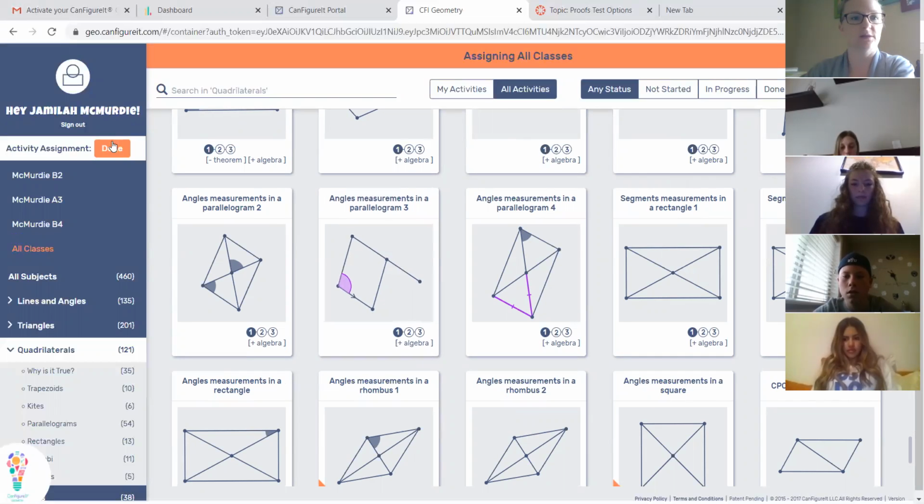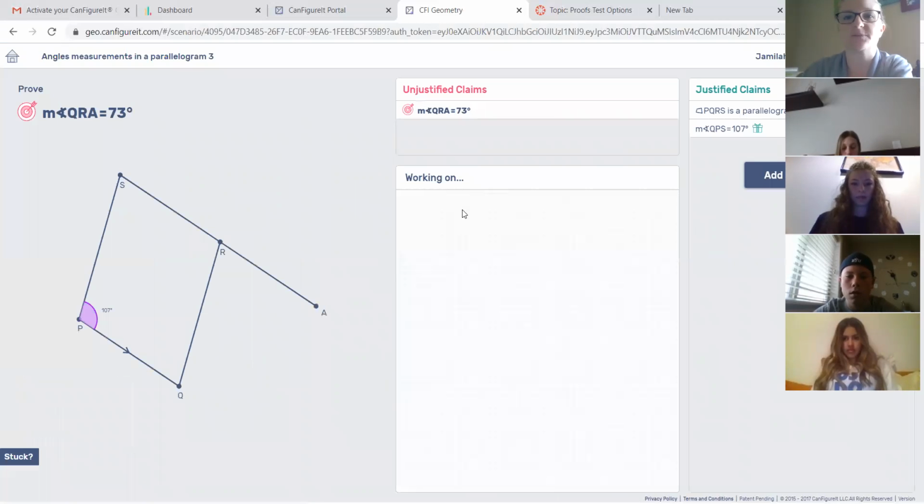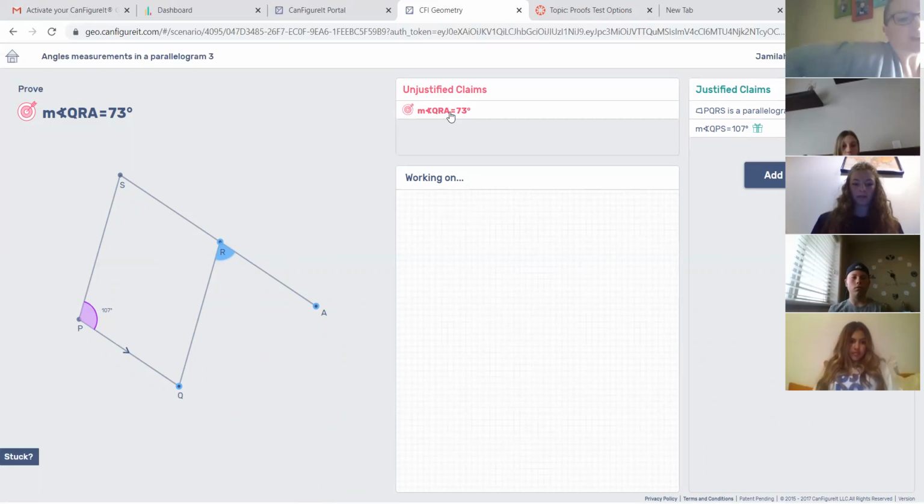Okay, we're just going to try this one and see what happens. Again, I did not give myself a dress rehearsal. I haven't run through these yet, so here we go. We are trying to prove that angle QRA is 73 degrees.